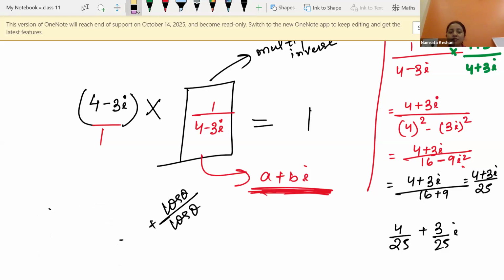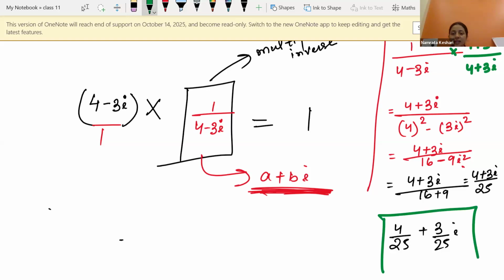Our final answer for the multiplicative inverse is this one, in standard form. The answer which we had found was completely fine, but we are just trying to arrange it in a standard form. There is a direct formula as well for writing it in a standard form. I'll show you the direct formula, but first tell me, are you understanding this step?